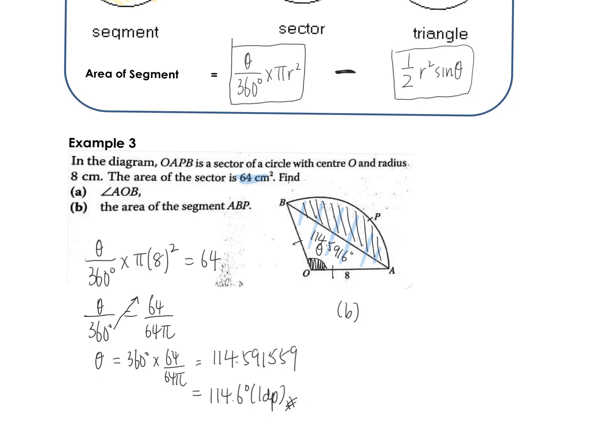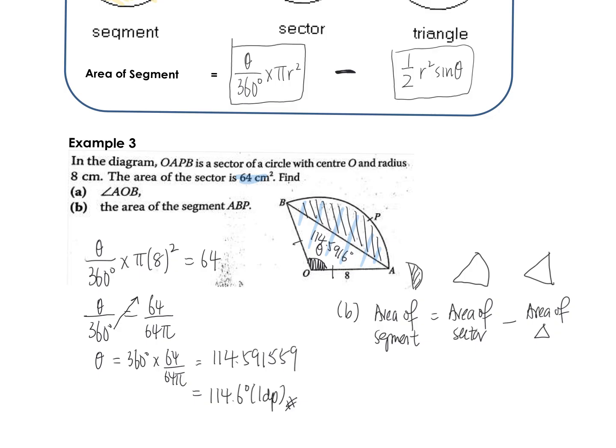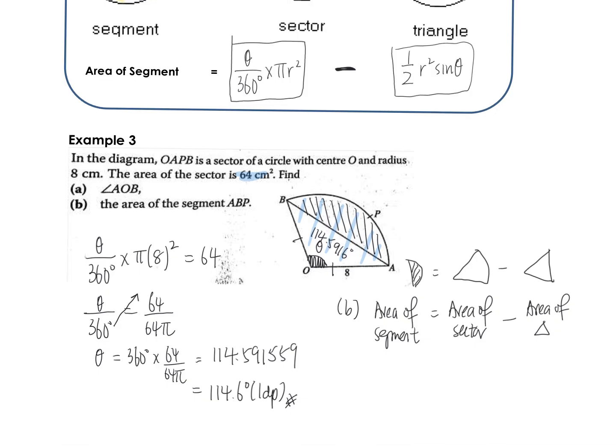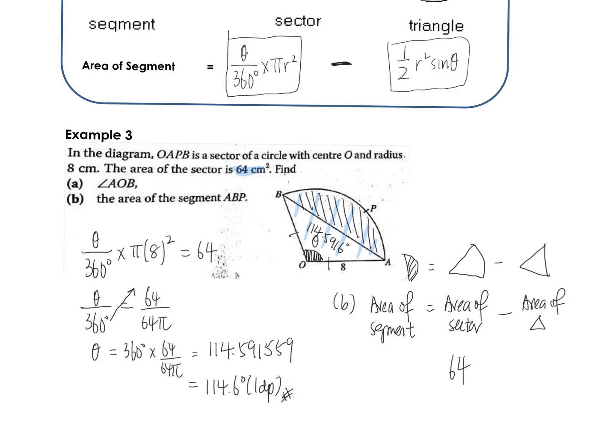Okay, next one, I want to find the segment, which is this slice only. So what you will do is you will use the area of sector to subtract the area of triangle. This slice, take away the triangle. So you only end up with that tiny part there. So area of sector, I already know is 64. No need to calculate again. Don't work so hard. And then I know that this is half AB sine of the angle in between. So half 8 square sine of the angle between them.